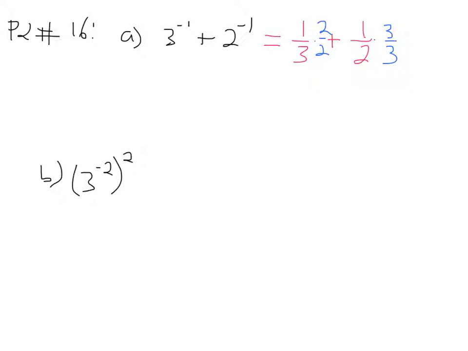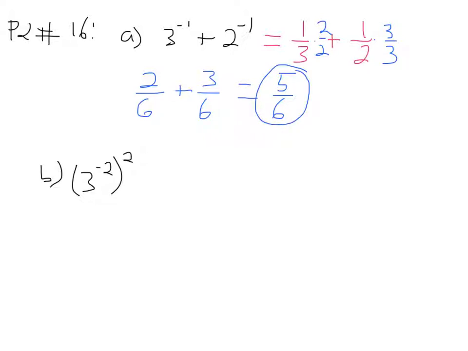Now when we do this multiplication, we're going to get 2 times 1 on the top, which is 2, over 3 times 2 on the bottom, which is 6, plus 3 times 1 on the top, which is 3, over 2 times 3 on the bottom, which is 6. And now we have a common denominator, and now we can add. So this is the same as 2 plus 3 over 6. 2 plus 3 is 5, or 5/6.